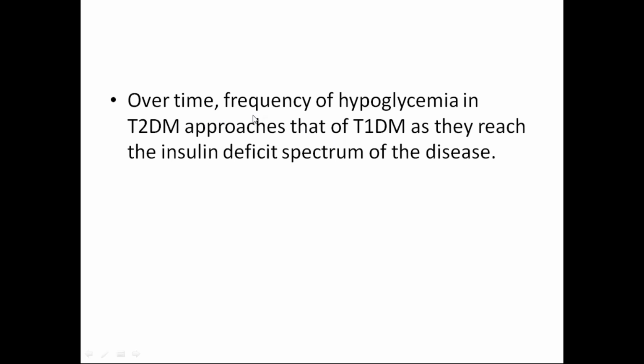Over time, the frequency of hypoglycemia in type 2 approaches that of type 1 as they reach the insulin deficient spectrum of the disease. So we have a spectrum in the insulin deficiency. First, there will be enough production. In type 2 diabetes, what is the major pathophysiology? First, there will be insulin resistance in the cells. The body cells that take up glucose do not respond to insulin, so a huge amount of insulin is required.